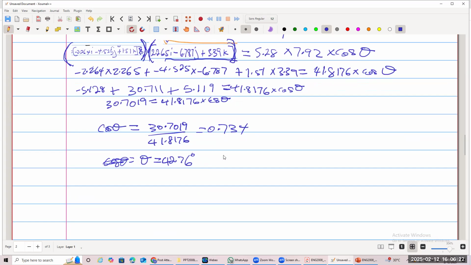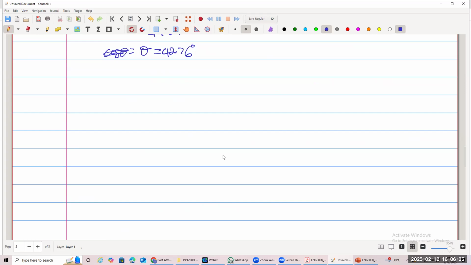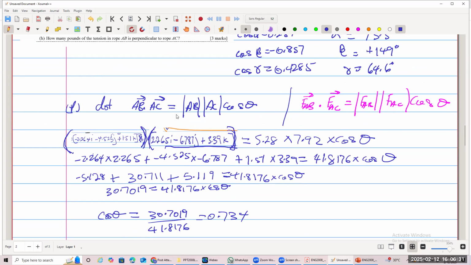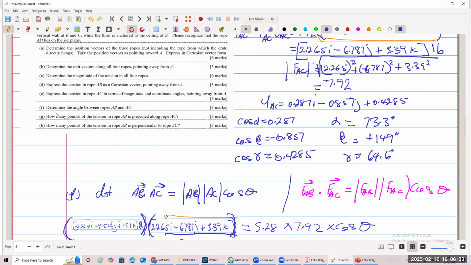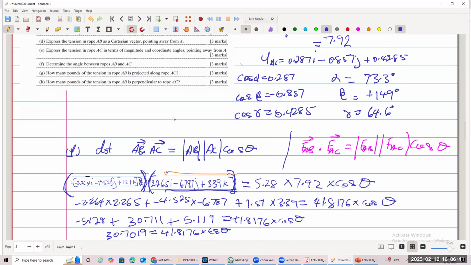It's very, very important: the projection of the force. So we're asking for the projection of the, let's read it back again. It says G, how many pounds of the tension in rope AB is projected along rope AC?